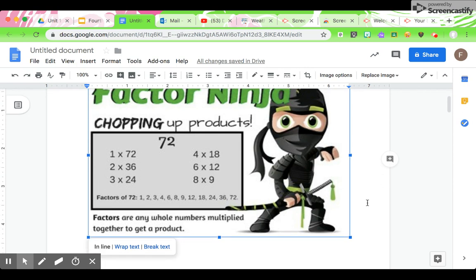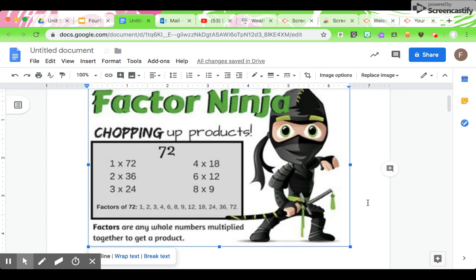So just as a reminder, factors are any whole numbers multiplied together to get a product. So for example, in this example, we had 72. So what ways can we chop up the product, which is what my Factor Ninja is doing? So what two multiplication facts create the number 72?